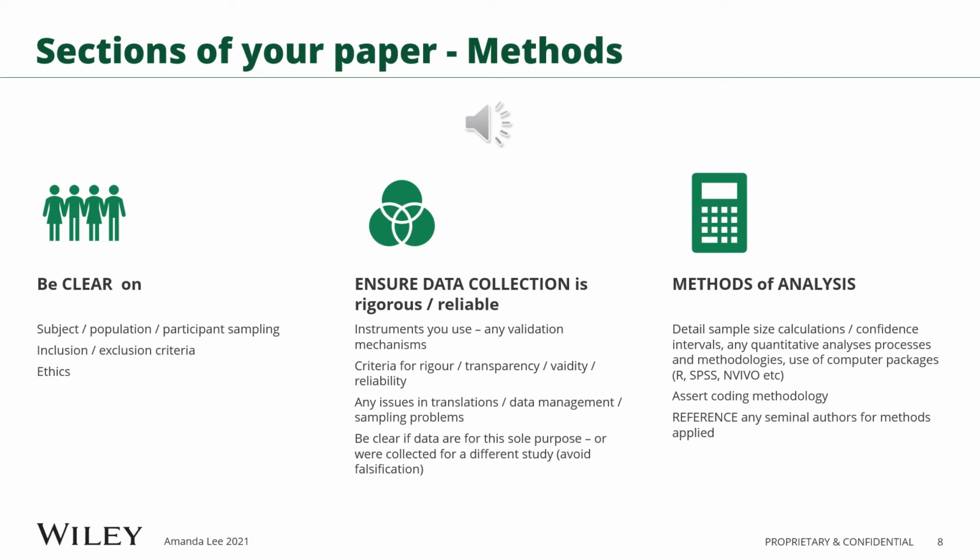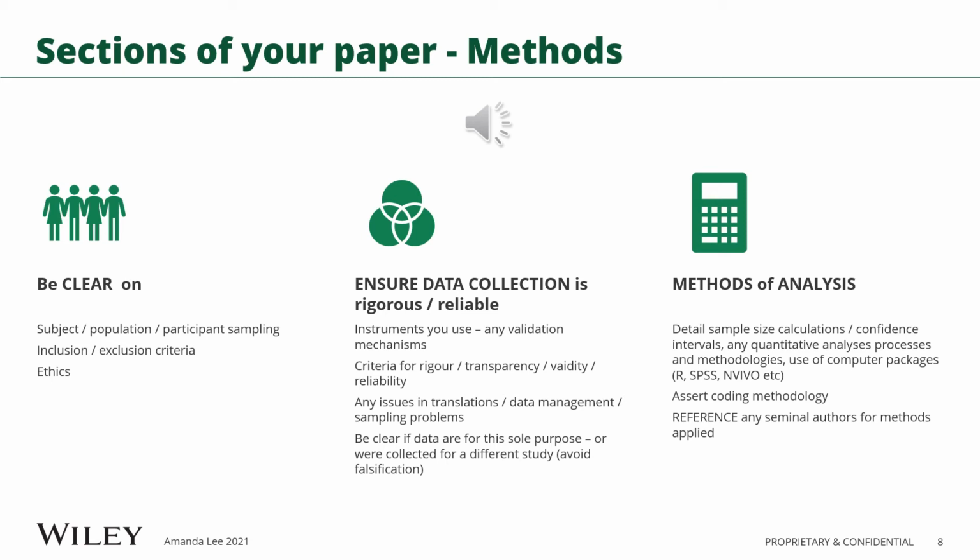So here's where you present your reader with information on the instruments that you used and whether or not you used any validation mechanisms or whether such tools have been pre-validated in previous studies. What you're trying to show is what criteria did you use for rigour, transparency, validity, reliability. Depending on how you are going to be answering the question, you need to make sure that you're using the right research nomenclature.